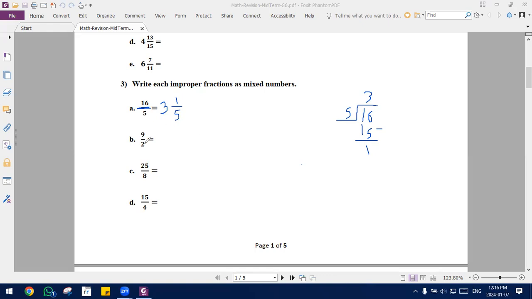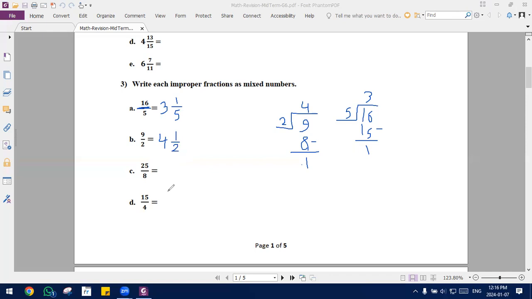Now next one, 9 divided by 2. 9 divided by 2 is 4. 4 times 2 is 8. We subtract, the remaining is also 1. Now the real value is 4, the integer, and the remaining is 1 over 2.